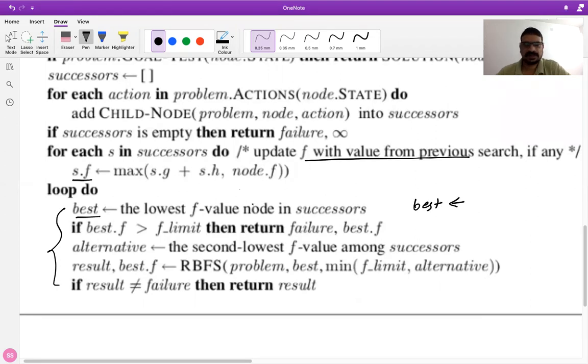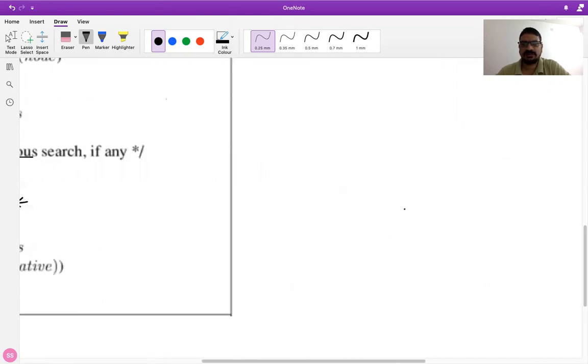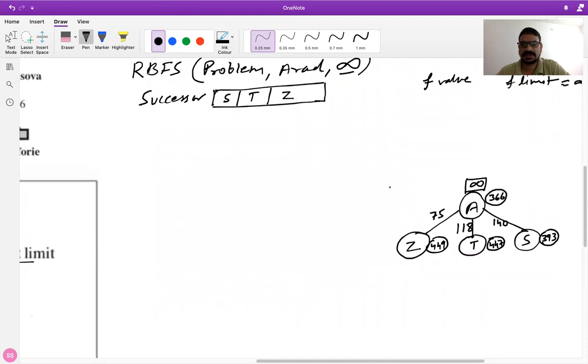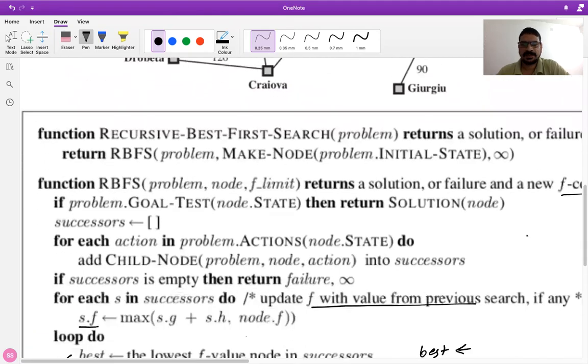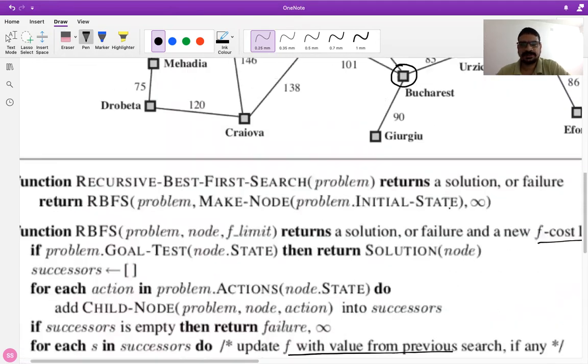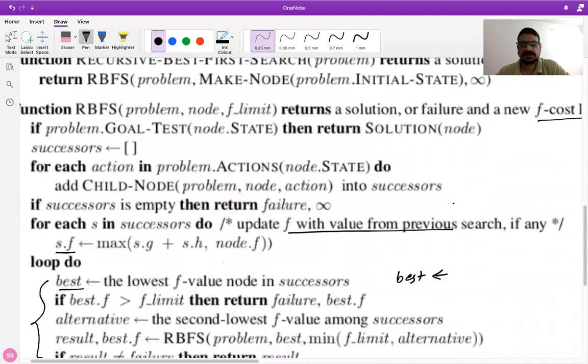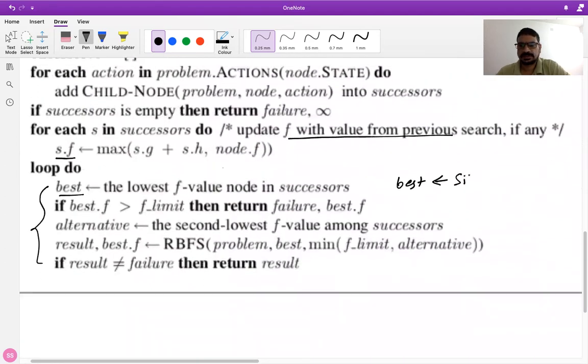Best is nothing but the lowest F value node in successor. What is the lowest F value node in successor? In successor, we have Sibiu, we have Timisoara, and we have Zerind. The least one is 393, which is Sibiu. So Sibiu is my best. Next is if best.f.